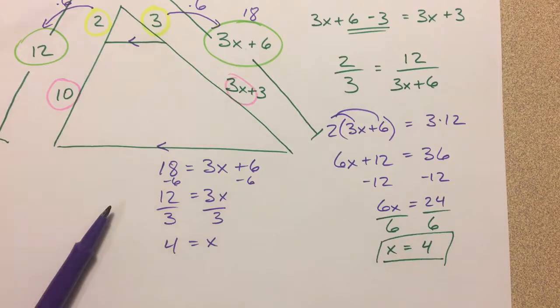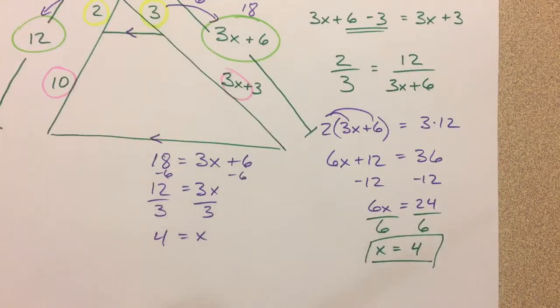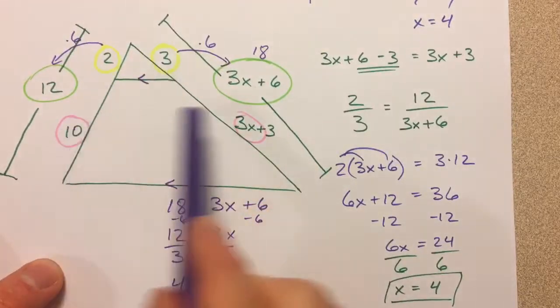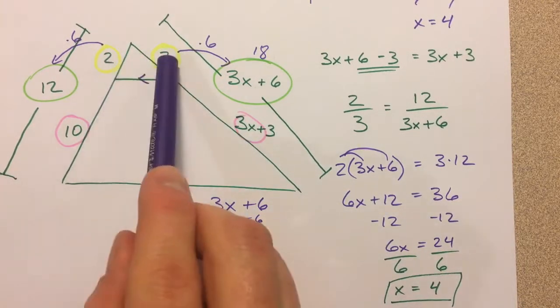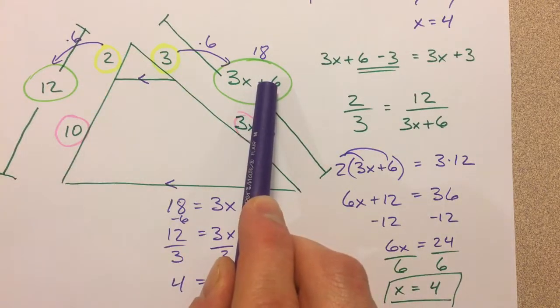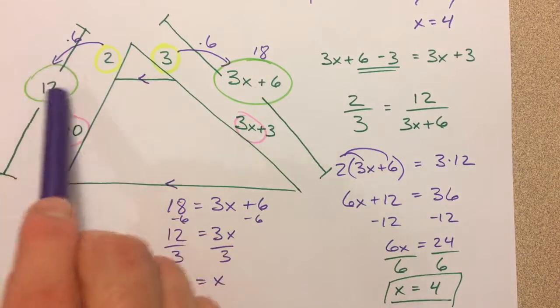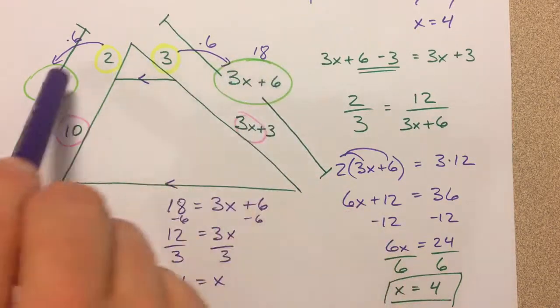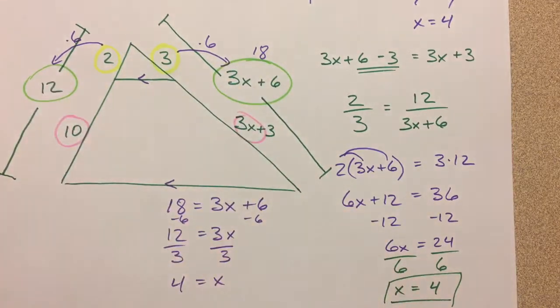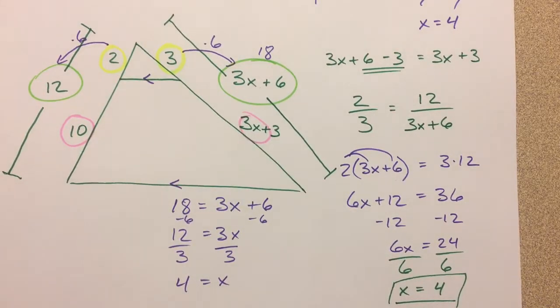So hopefully this has helped looking at the triangle proportionality theorem. Again, make sure that your proportions that you're setting up are good. Take your time to make sure that each piece corresponds to each one. If you start with the 2, make sure you start with the 12. If you start and put 3 over 2, make sure you put the 3x plus 6 over 12. Good luck as you keep working on understanding.